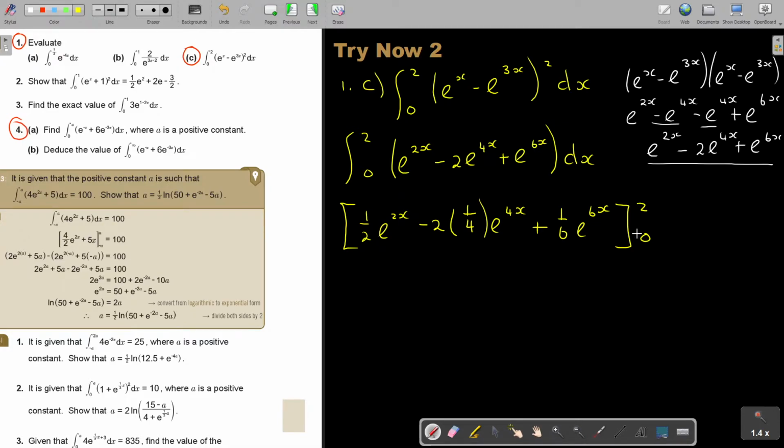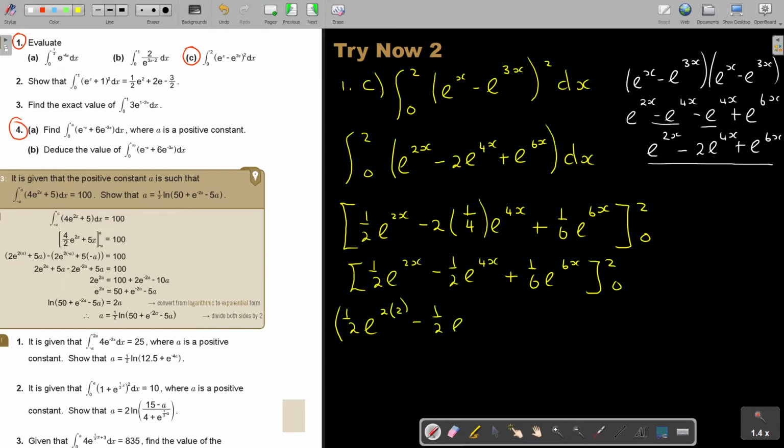Okay. So basically, if I'm going to simplify, this is now going to be my answer. So let's just simplify it a little bit further before we substitute. I think this one is all right. Maybe this one, it can be negative a half e to the power 4x plus 1 over 6 e to the power 6x, and it's 2 and 0. Okay, we substitute. So it's a half e, and then it's 2, and it's 2, minus a half e, 4, and it's 2, plus 1 over 6 e, 6, and it's 2.